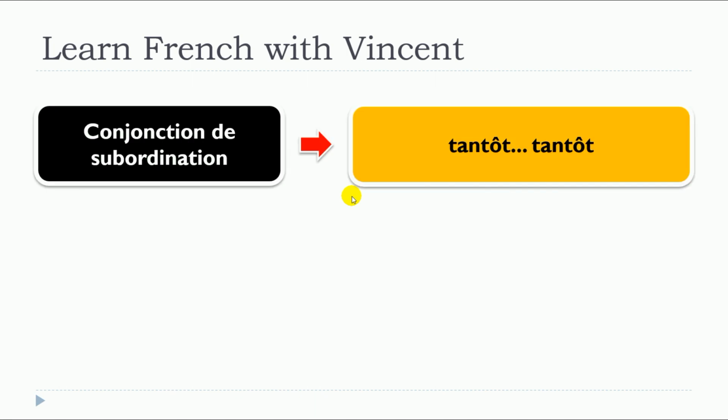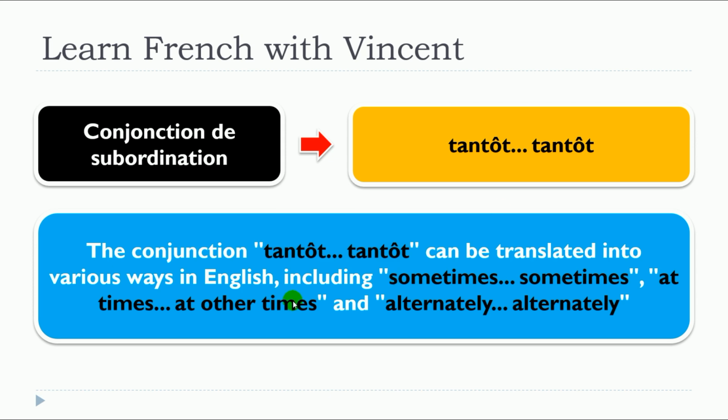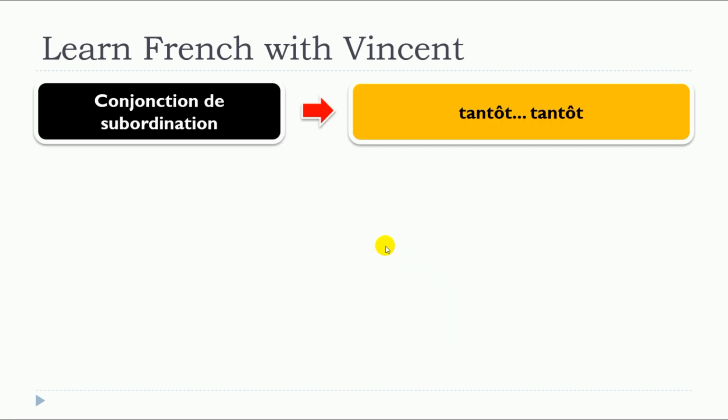So, this lesson is about tantôt, tantôt. And the conjunction tantôt, tantôt can be translated into various ways in English, including sometimes, sometimes, at times, at other times, and alternately, alternately. So let's see some examples with tantôt, tantôt.